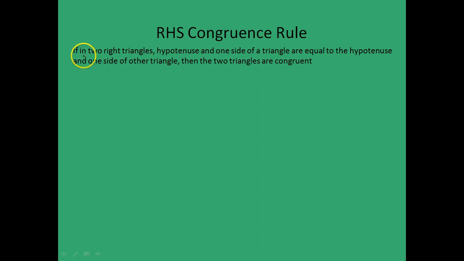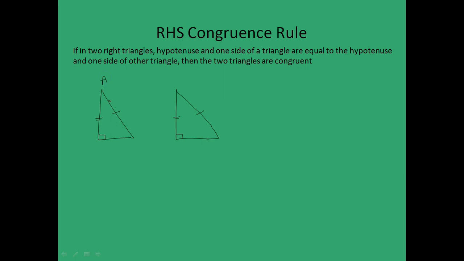Now let's look at the RHS congruence rule. It states if in two right triangles, which are right angle triangles, the hypotenuse and one side of a triangle are equal to the hypotenuse and one side of the other triangle, the two triangles are congruent. It can be stated as such, considering two right angle triangles. It says if the hypotenuse is equal to the other hypotenuse, and if one of the sides is equal to one of the sides of the other, then these two are congruent.